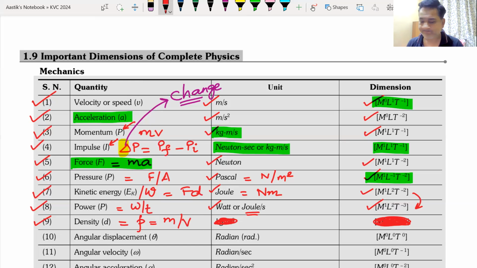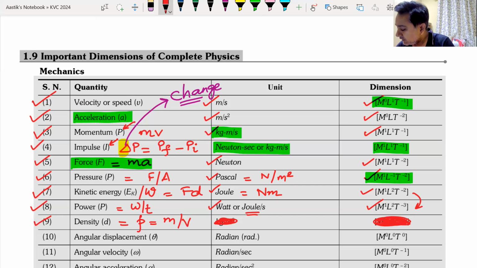Mass per unit volume, it is very simple. This is how you get the dimension. Yes, tell me, what is the SI unit first of all? Sir, kg meter cube, sir. Kg meter cube or kg per meter cube? Sir, kg per meter cube, sir.